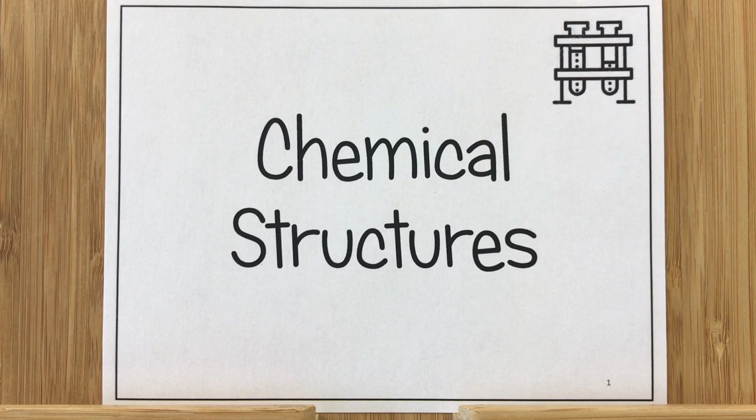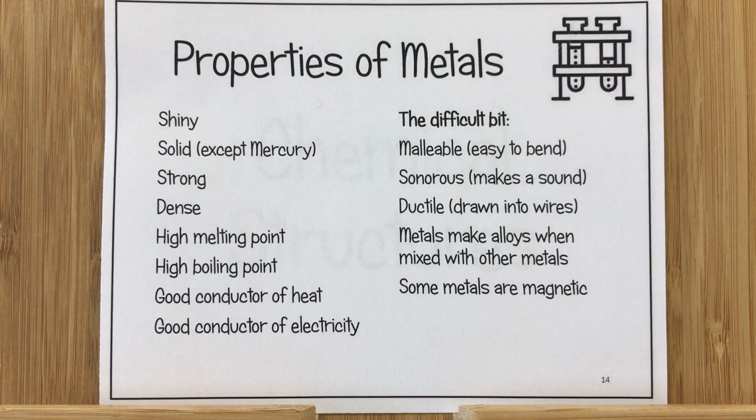This is a Key Stage 3 chemical structures video looking at properties of metals, non-metals and other materials. So let's look first of all at the properties of metals.